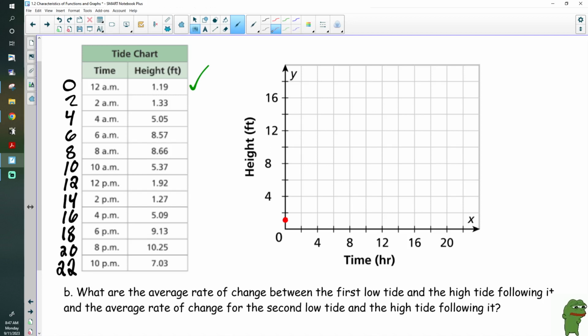So do your best. At 2, here's our 2. We're going to go, just make sure it's a little bit above it. And this is a sketch of a graph. It's not going to be a perfect representation, but it'll be good enough for us. Done with that one. At 4, or 4 a.m., we're at 5.05. So at 4, we have 2, 4, halfway up. There's 5.